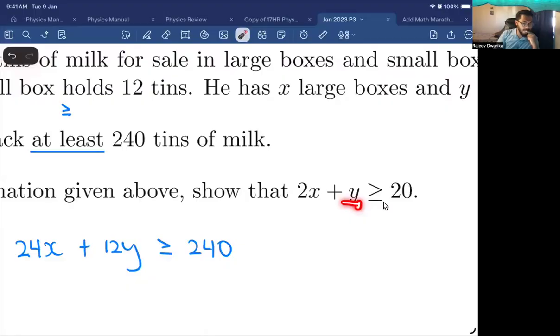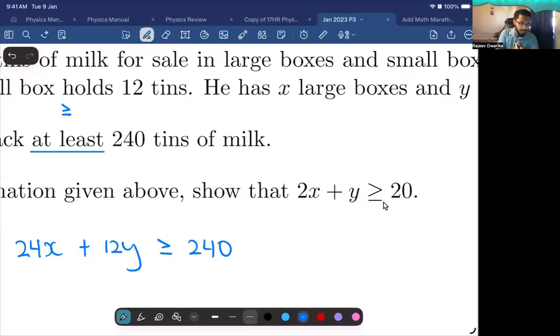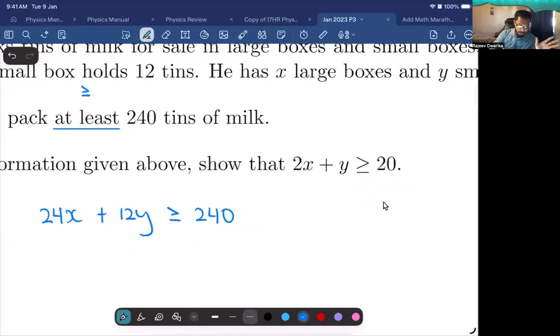So if I wanted to get a coefficient of 1 for y, what would I have to divide y by? 12. Exactly. And if I divide by 12 over there, wouldn't I have to do it every single place? Like everywhere? Yes, sir. Right. So I'm going to divide throughout by 12.